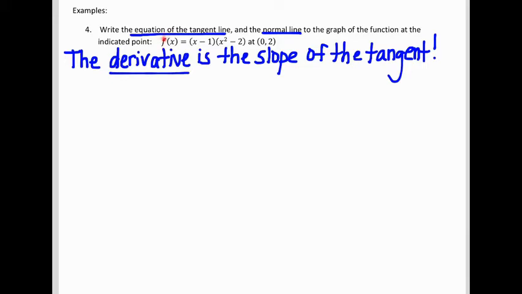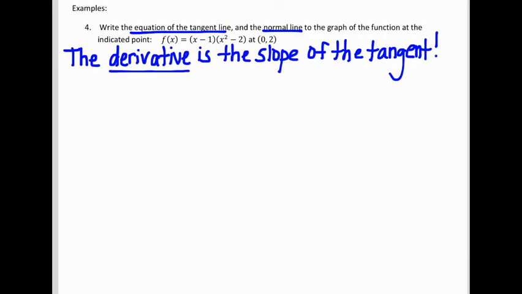So let's take a look at our function f of x. And we've got two options here. This could be a product rule, where this is my u, this is my v, or I could FOIL this out and distribute. If I distribute, I don't need the product rule. I would argue that either way is the same level of difficulty, so I'm going to choose to do product rule for our derivative. So, u v prime.